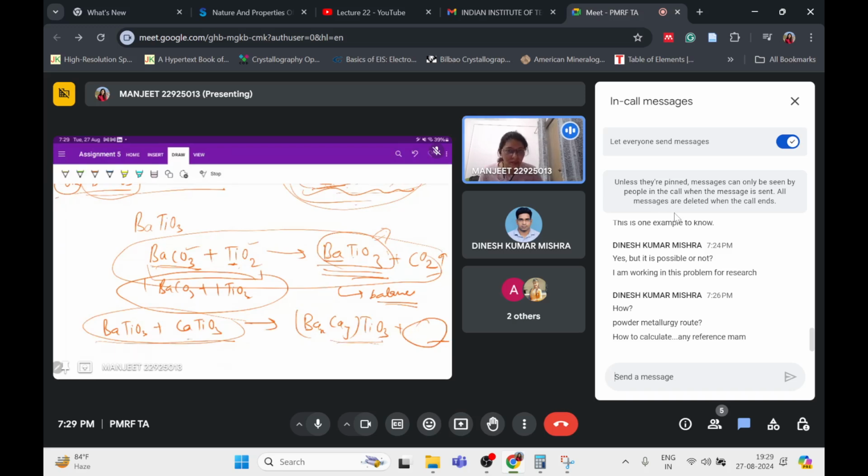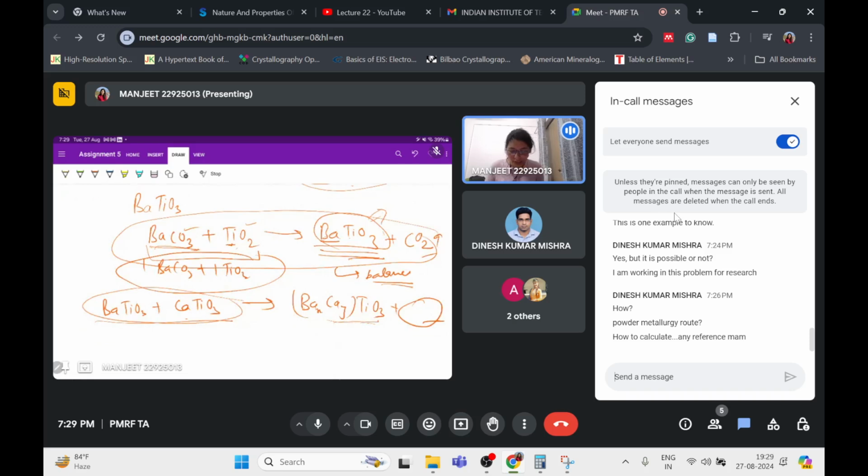Either you can tell me what stoichiometric coefficient you want to synthesize, so that I can tell you how many moles of barium titanate or calcium titanate will be combined. It will be something like that: X moles of barium titanate will combine with Y moles of calcium titanate, and it will go this way: Ba X Ca Y titanium oxide.